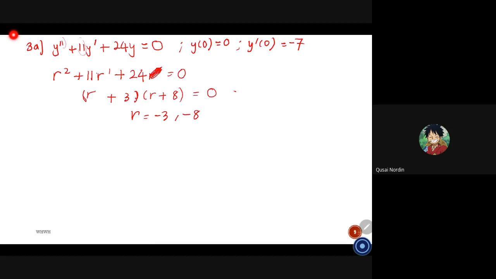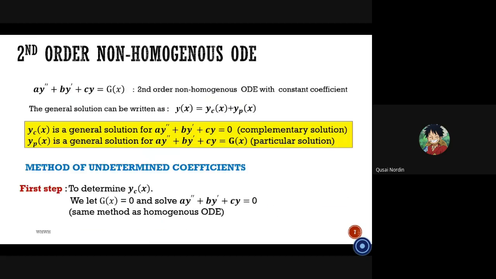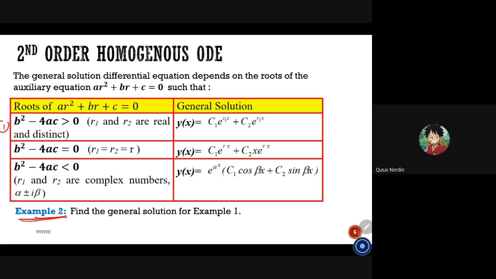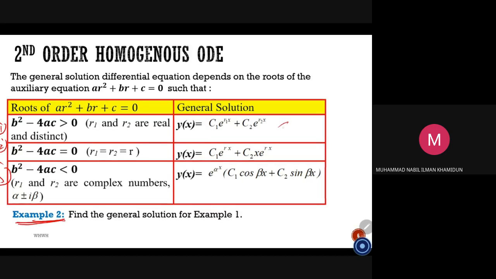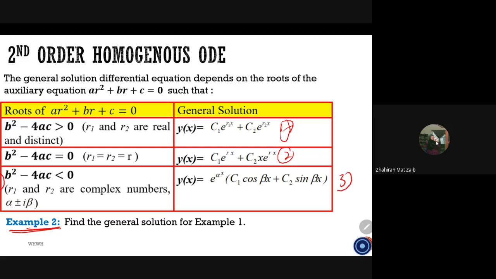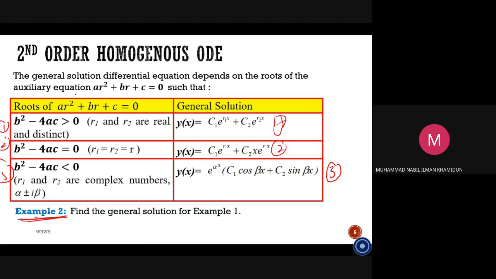So with this, we have two distinct values of R. So case 1, case 2 or case 3, class? Which one is our solution? Nak pilih yang mana? Kenapa you all pilih 3? Jadi 3 ni kalau kita dapat complex number. 1 tadi kan kita dapat R kita sama dengan negatif 3, negatif 8. Real ni. Okay, so maknanya solution kita adalah case number 1.